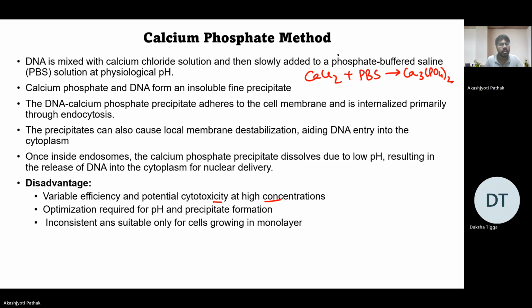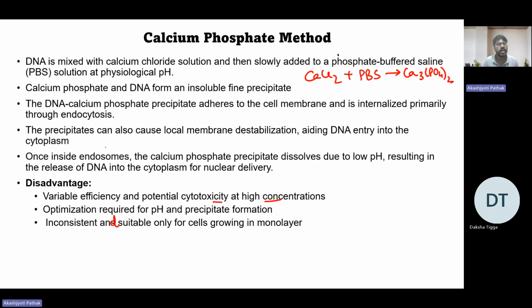And this method is only suitable for cells which are growing in monolayer. Okay, so different types of mammalian cells have different properties. Some grow as a monolayer, some grow as one layer over the other. So there are different types of cells.